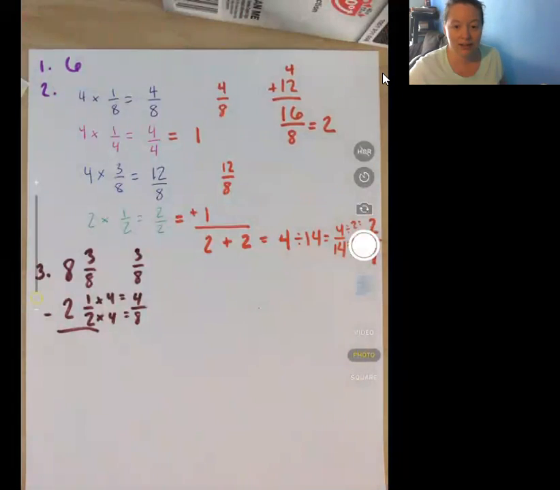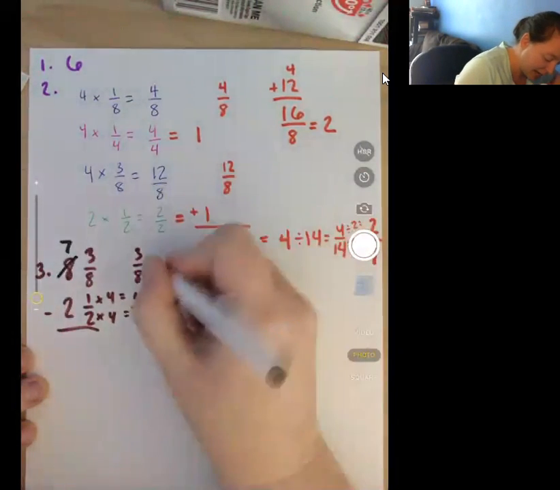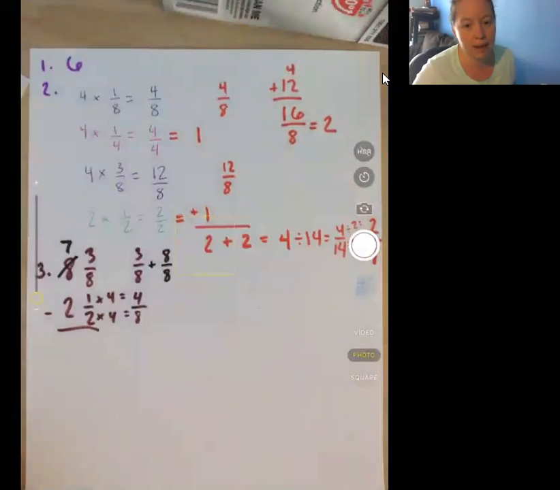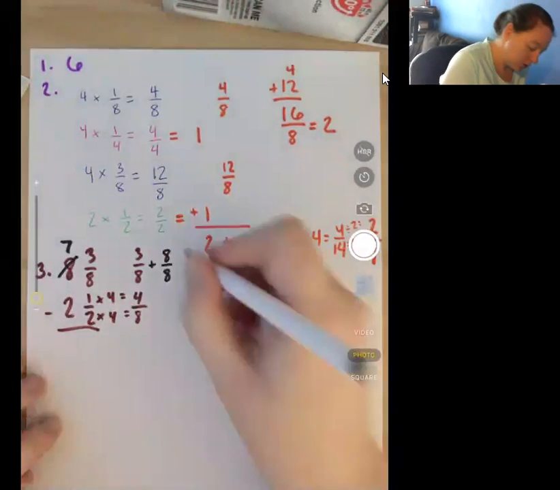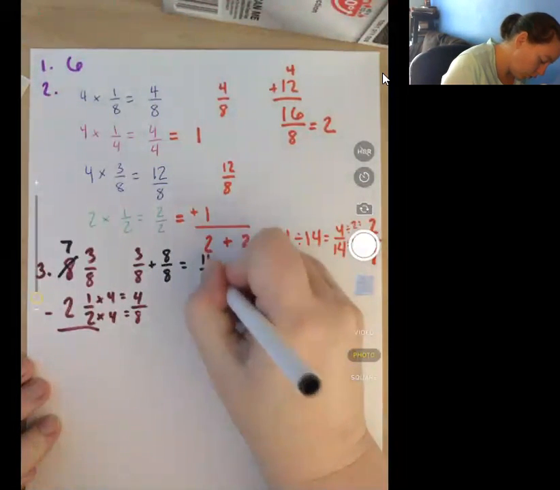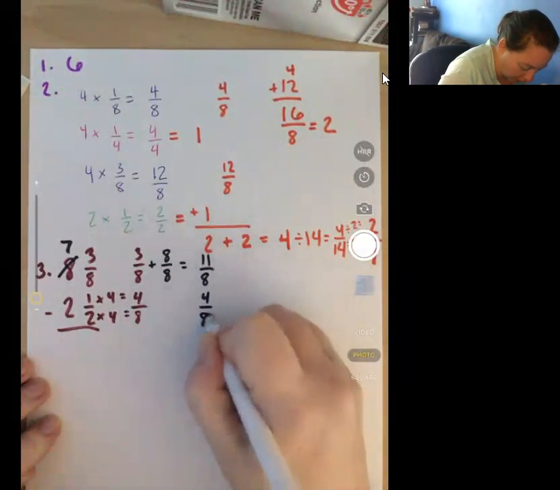Can I take 4 from 3? No. So I need to borrow, changing the 8 into a 7, and adding on 8 over 8. Because remember, anything divided by itself is equal to 1. Okay. So 3 plus 8 is 11 over 8. And then this one just comes over, 4 over 8.